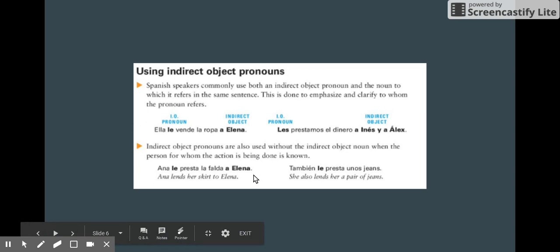You can also just have simply the indirect object pronoun in the sentence without the indirect object once context has been established and you know who you're talking about. So in this case, imagine if these were two sequential sentences here. Ana le presta la falda a Elena. To whom does Ana lend the dress? A Elena. So Elena is the indirect object. Indirect object pronoun is le, placed before the conjugated verb prestar. Ana le presta la falda a Elena. También le presta unos jeans. So instead of adding a Ana at the end again, since you already know who you're talking about, you can just have the indirect object pronoun.